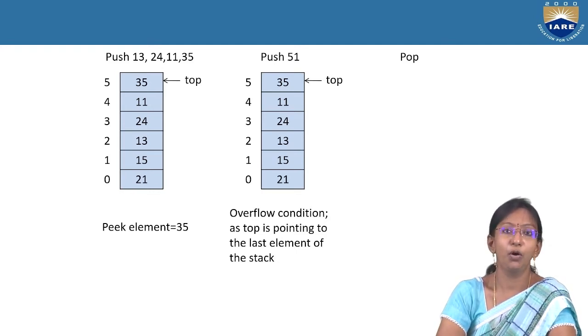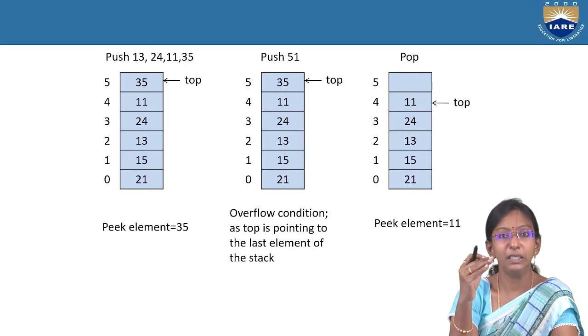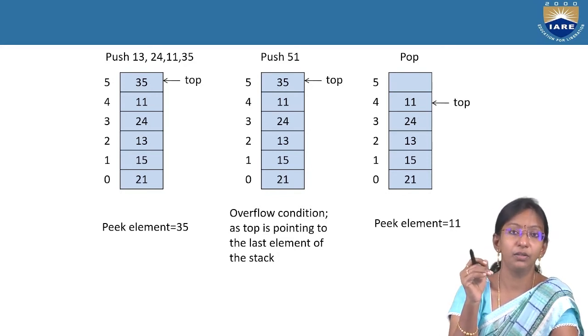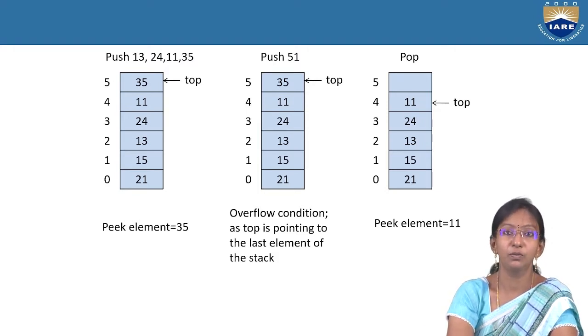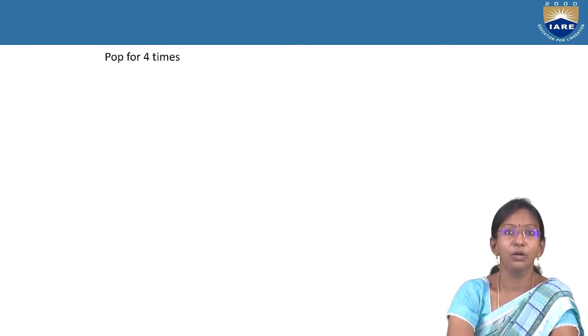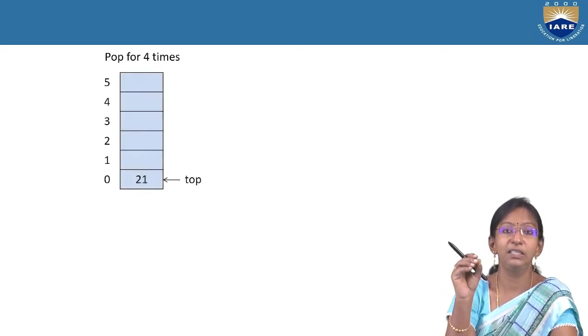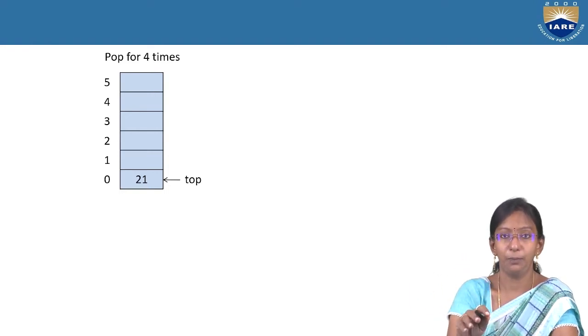If you try to pop an element here, you simply remove the element and decrement the top. Once you decrement the top, it is pointing to the element 11, which is at index value 4, and the peek element is also 11 now. So it literally says that you have deleted 35. It is no longer under consideration. Okay, so what if you perform the same pop operation 4 times? It will lead to removing the elements at index values 4, 3, 2 and 1. Now the top is pointing to 21, which is at index value 0. Even the peek element is 21 now.